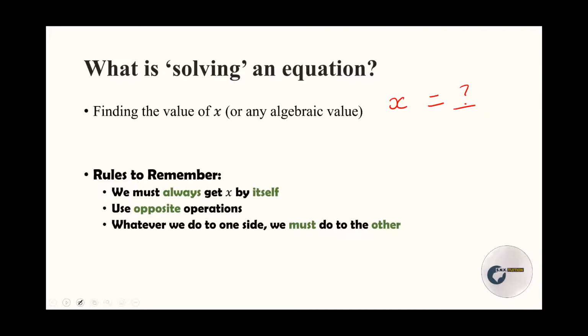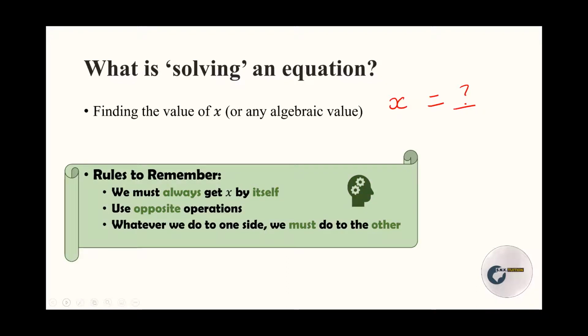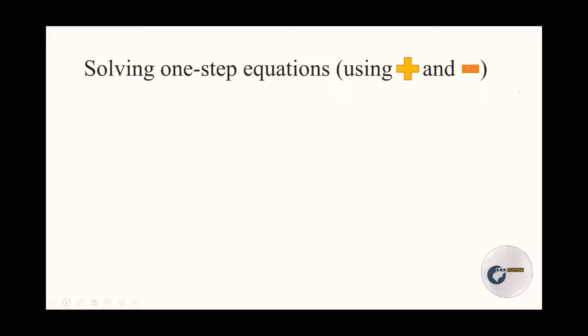Now there are some key rules to remember, which won't make sense until we go through our example, but I'll run through them quickly so you can keep them in mind. So rule number 1, we must always get x by itself. Number 2, we need to use opposite operations. So this means that the opposite of addition is subtraction, the opposite of multiplication is division, and vice versa for both of them. And last but not least, whatever we do to one side, we must do to the other, and this is really key. So let's do our first example, and we're going to solve these equations using addition and subtraction.